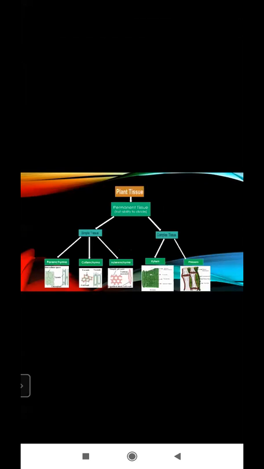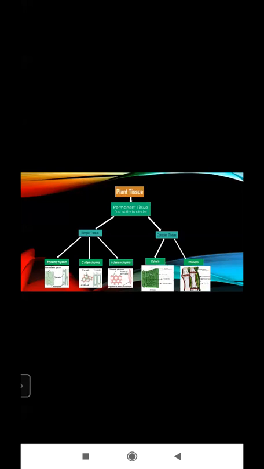So let us quickly recap what we have studied today. Today we have seen the permanent tissues of the plant. Permanent tissues are the tissues that have lost their ability to divide and redivide. They acquire a specific shape and size and perform a specific function throughout their life. Permanent tissues are of two types: simple and complex.